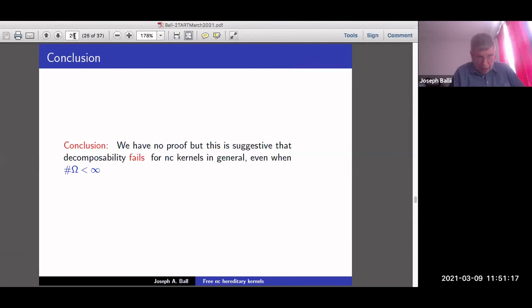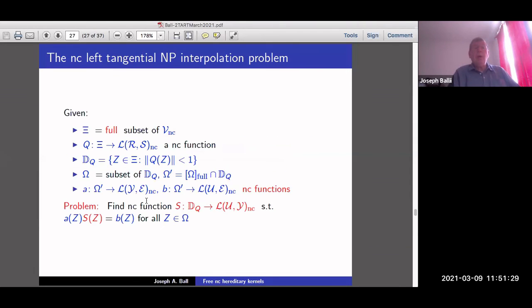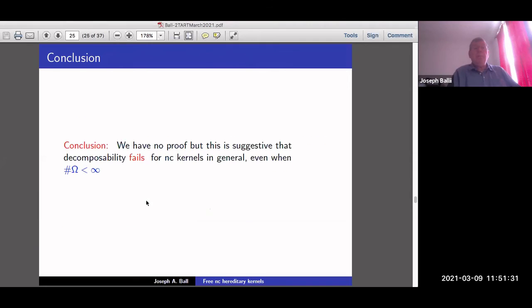And then the theorem is that if you have this property, then we can solve our decomposability problem. So the moral of the story is decomposability holds if you have finitely many points. Decomposability, it appears, fails even when you only have finitely many points.